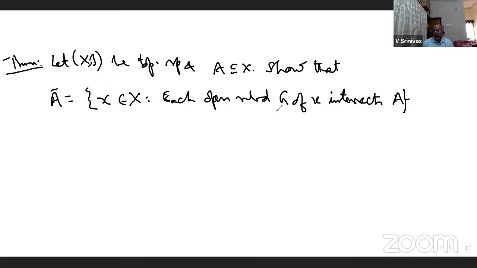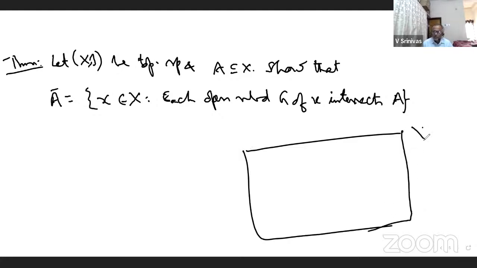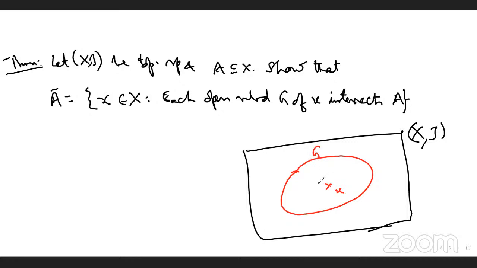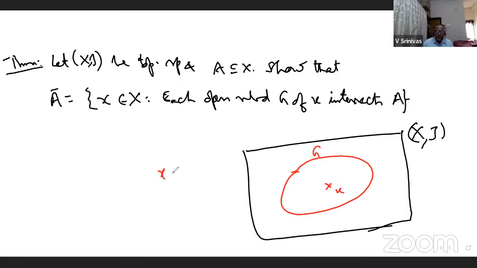What do we mean by an open neighborhood? You are inside a topological space (X, tau), and you have taken G. You take an element small x. If there is a G belonging to tau so that x belongs to G, we say this G is an open neighborhood of x. I'm writing briefly, but you have to write the full form. G is called an open neighborhood of small x in this topology.